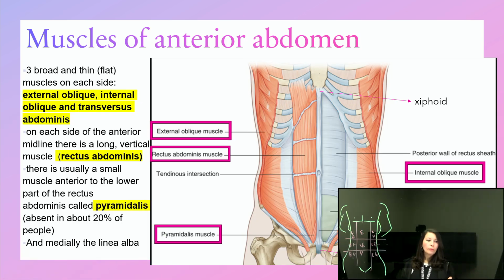And then there's another muscle that I did mention before when I said that we have a total of 5 muscles. That is going to be your pyramidalis. Now, this muscle, as the name implies, has fibers in the shape of a pyramid. It's located more inferiorly in the lower part of your abdominal wall, and it's typically absent in about 20% of people. And so medially, we're also going to notice this line right here that we call the linea alba.